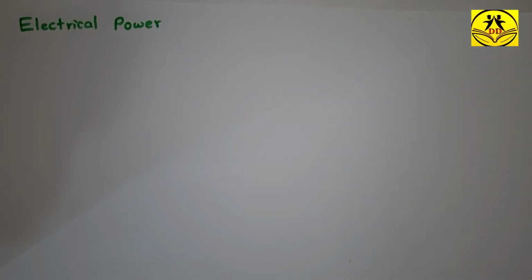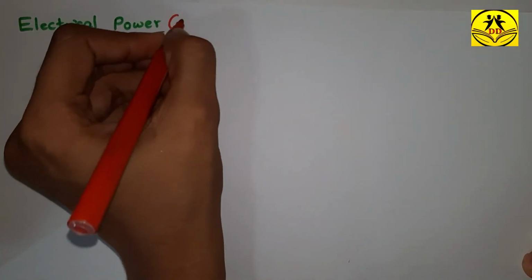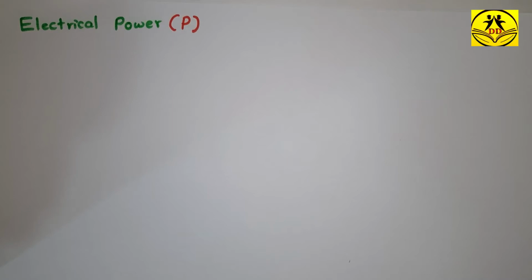Now let's talk about electrical power. Electrical power is denoted by capital P. Electrical power is related to electrical energy. Now what is electrical energy? Electrical energy is the energy of the electrons which flow. And what is electrical power? It is the amount of electrical energy which is released per unit time. So this energy released through an ideal resistor is always equal to the thermal energy.